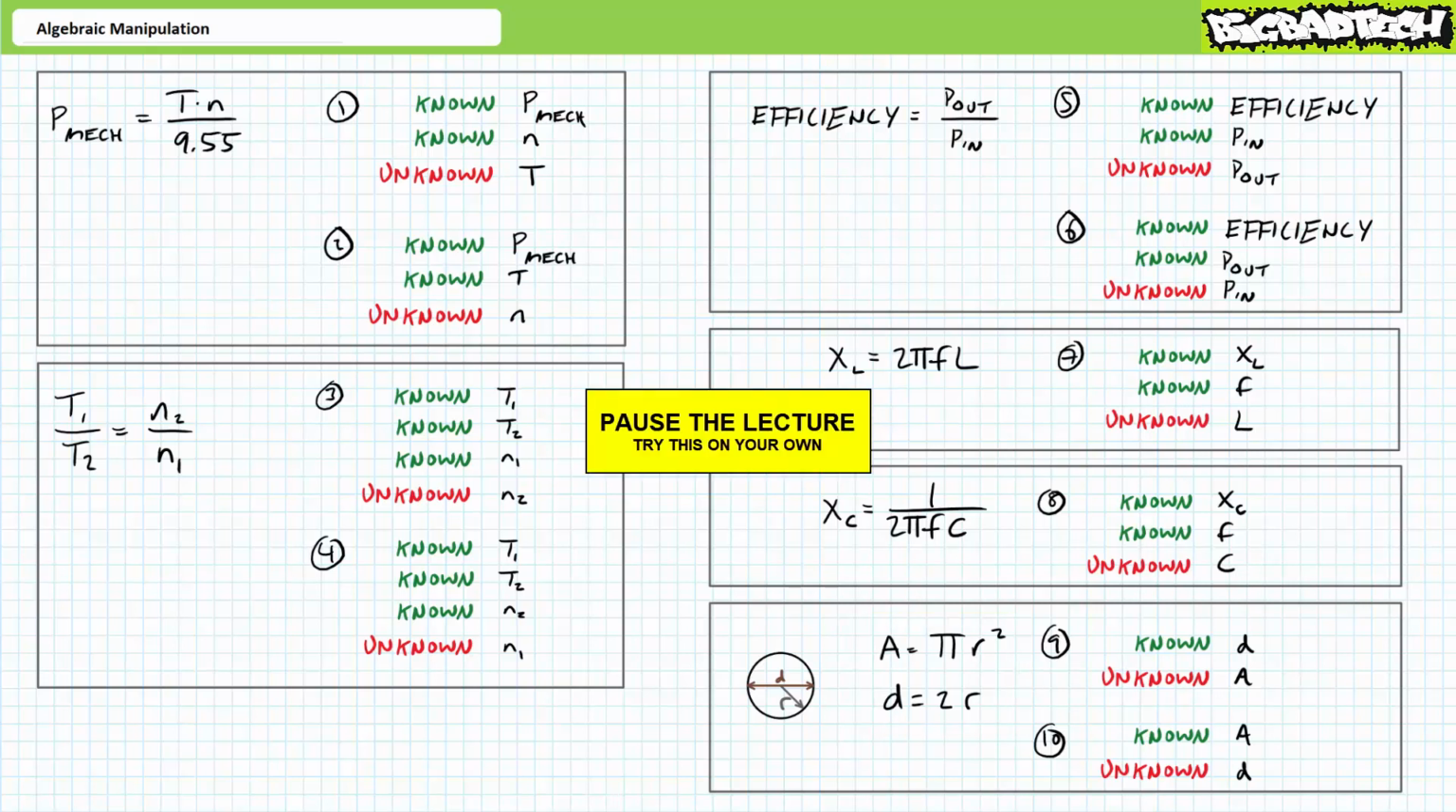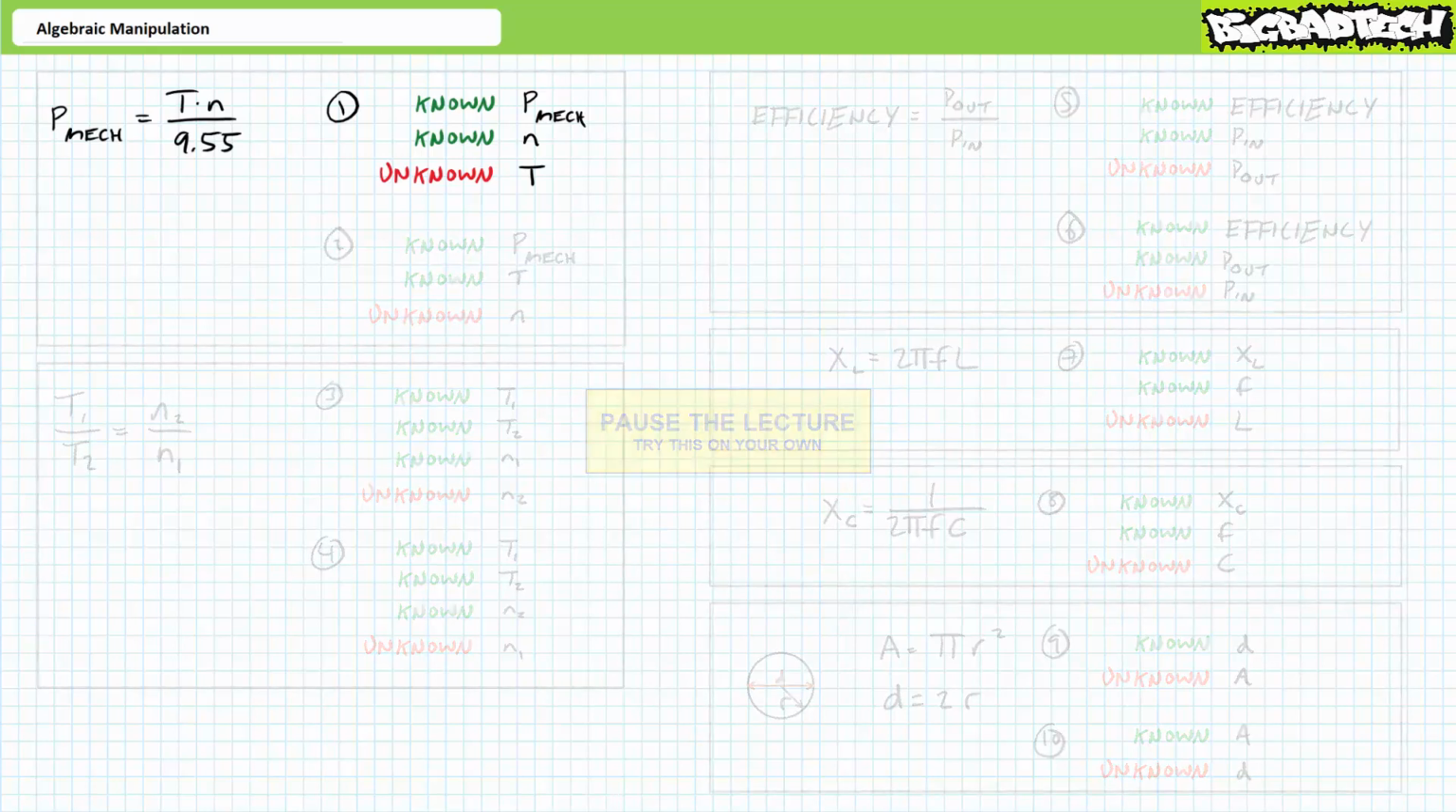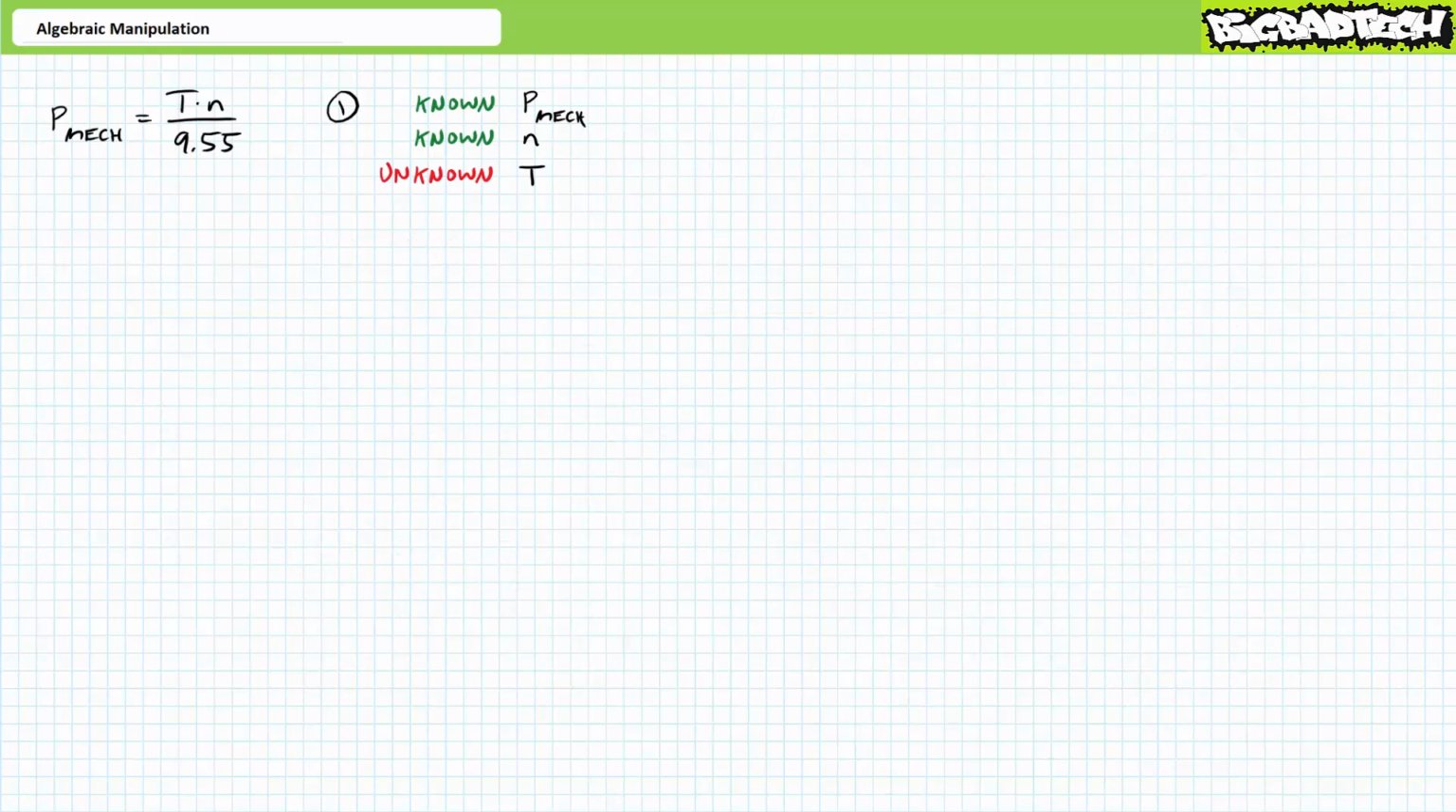If you're tracking, you should have obtained the following results. Our first problem features the rotating mechanical power formula, which states rotating mechanical power is equal to torque, T, times rotational speed, N, divided by 9.55. We're being asked to solve for unknown torque, given known mechanical power and known speed.